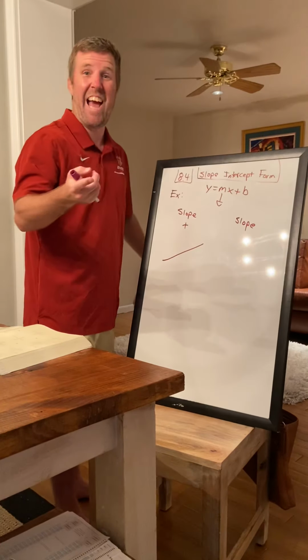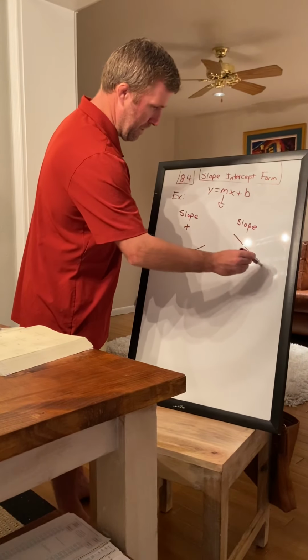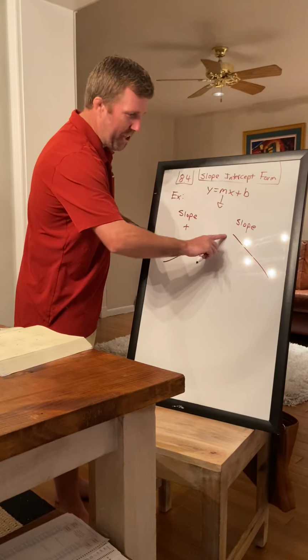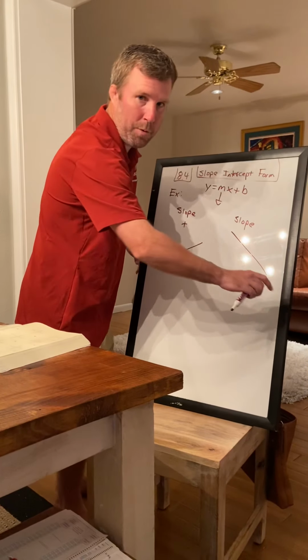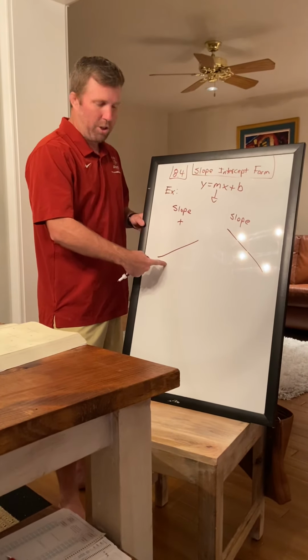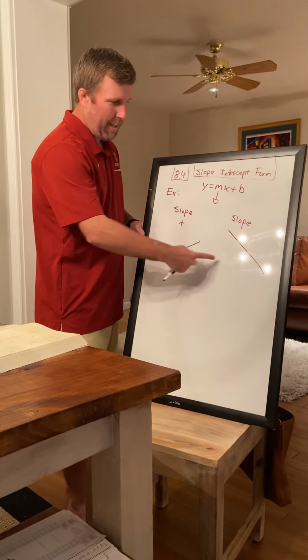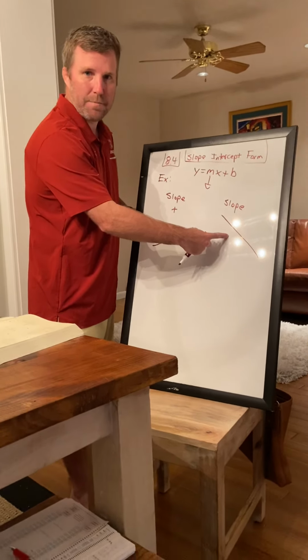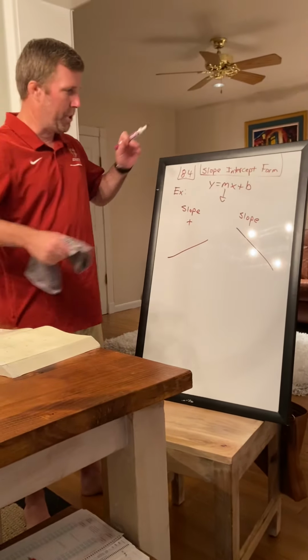If the slope is negative, the line will look like that. As you go from left to right, it goes down. So a positive slope looks like this, and a negative slope looks like this. So, let's try this.